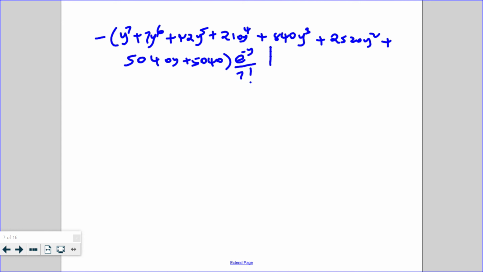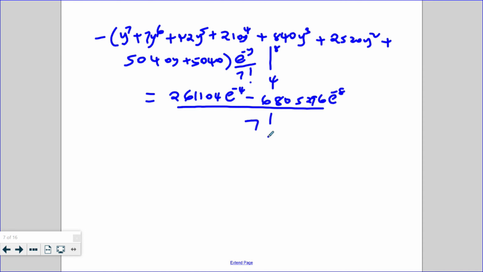The limit was from 4 to 8, and in putting that in, you can see that it gives us 26110 exponential negative 4 minus 685296 exponential negative 8 out of 7 factorial. Working out this one, you obtain 0.4959.